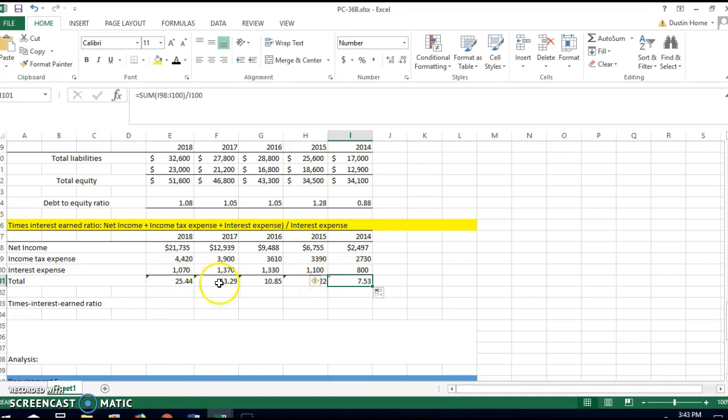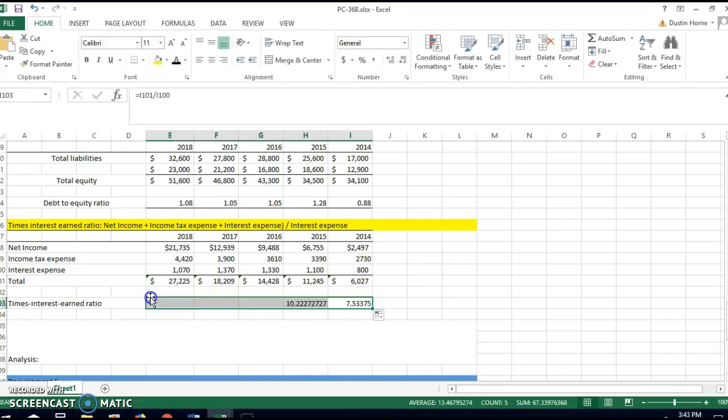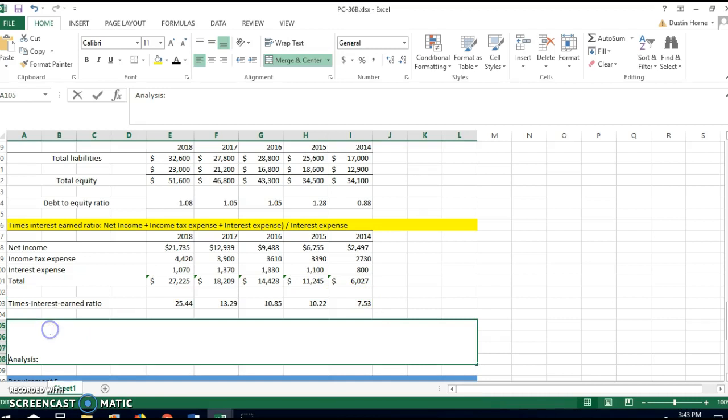Actually, I kind of got ahead here. This should just be the sum. And let me copy that over. I got ahead, sorry. And then let's change it to dollar. Let's just do the sum here, and then let's take this sum and divide by the interest expense down here. Now we can see the times interest earned, how many times we earned the interest. We went from 7 times all the way up to 25 times.